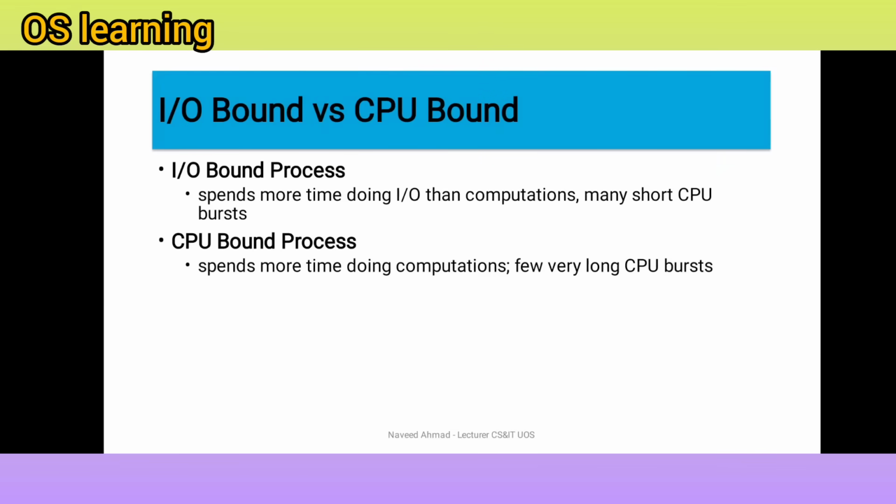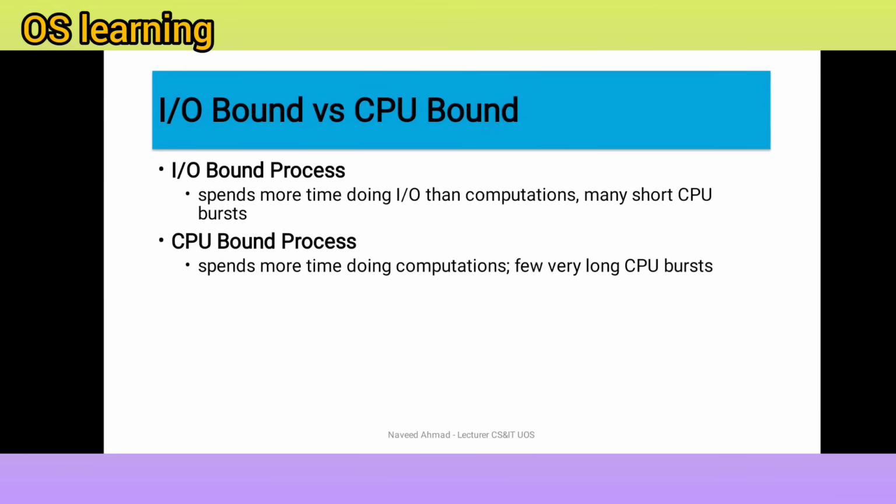Input output bound versus CPU bound. As its name shows, input output bound processes spend more time doing input output than computations, and have many short CPU bursts. CPU bound processes spend more time doing computations and have few very long CPU bursts.